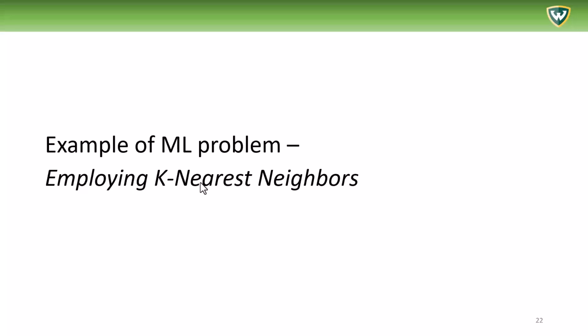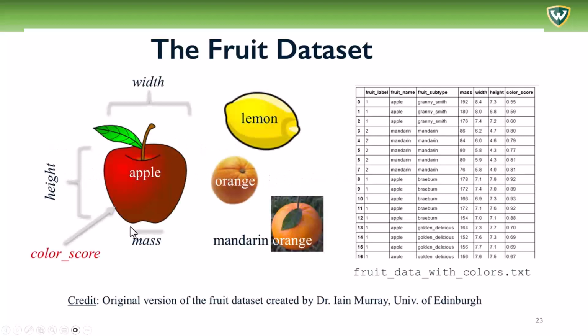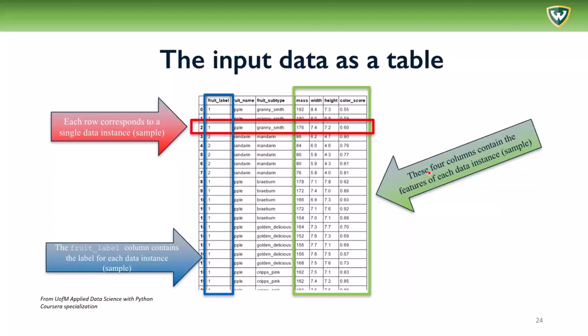So here we're going to be talking about an example of a machine learning problem and employing the k nearest neighbors algorithm. And we're going to begin with the fruit data set that we're going to be working on. The fruit data set has a number of features of fruits, things like mass, width, height, color score, and also the label of the fruit itself, what the fruit is. So essentially the fruits and all these characteristics associated with each fruit.